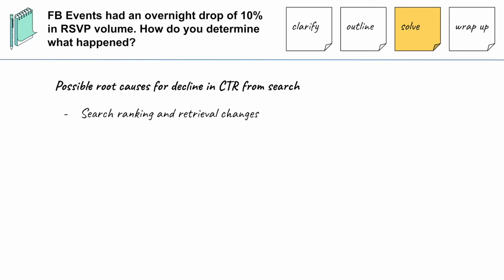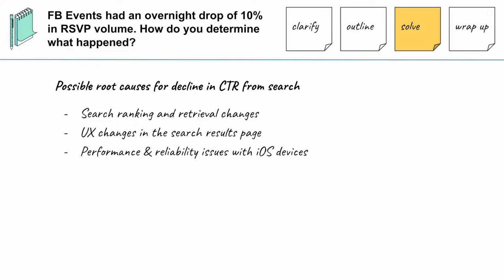A more likely root cause, in my opinion, are UX changes, which are often deployed on specific platforms and rolled out gradually in different regions. So I would check if we made any changes to the iOS app in North America, particularly in the search results page over the last few days. It's also possible that we have some platform and infra issues impacting iOS devices in particular, so I would check our service availability and performance dashboards to see if something is wrong there.